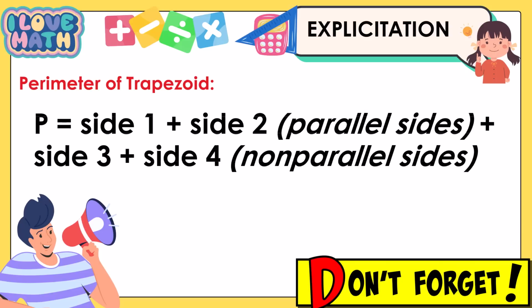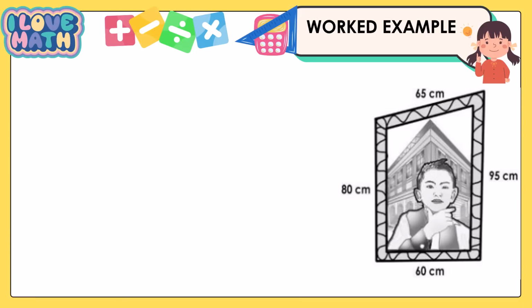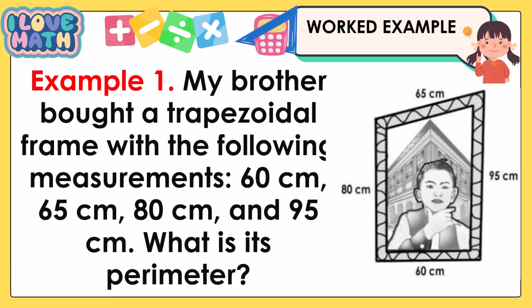Perimeter of a trapezoid. P is equal to side 1 plus side 2, parallel sides, plus side 3 plus side 4, non-parallel sides. Example number 1. My brother bought a trapezoidal frame with the following measurements: 60 centimeters, 65 centimeters, 80 centimeters, and 95 centimeters. What is its perimeter?